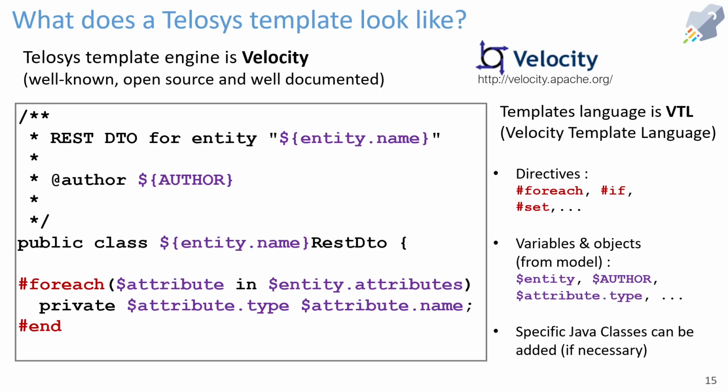Velocity is a well-known product with good documentation, so it's easy to understand this kind of language and thus to create new templates or adapt existing templates. And the Velocity language has been enriched with utility functions and objects in order to meet certain recurring needs.